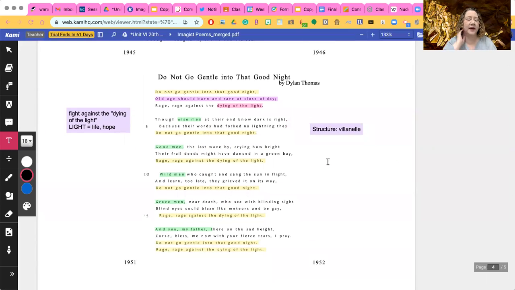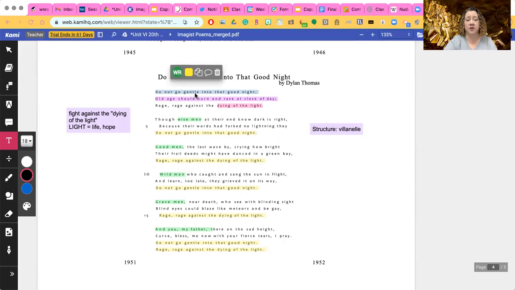Do Not Go Gentle Into That Good Night represents a shift into postmodernism. Dylan Thomas was writing in the 1950s, and so this poem has a different twist to it. This poem is about not giving up, and it's a villanelle. The structure, we haven't seen villanelles. Villanelles are more of a modern and postmodern format for poetry. It's a newer type. But you can see that the same lines are repeated many times throughout the poem.